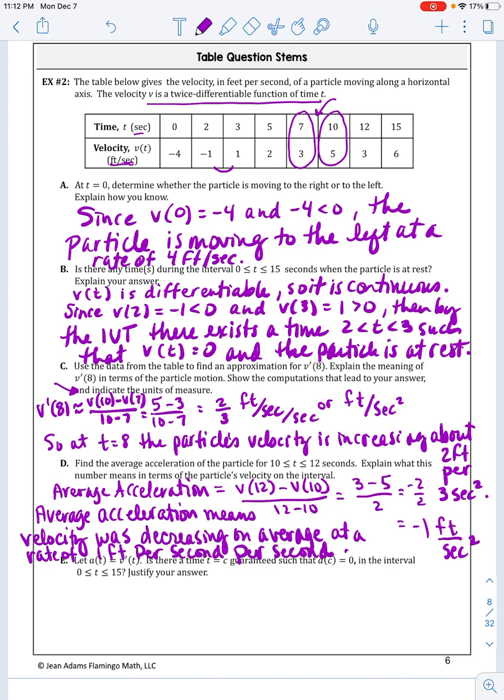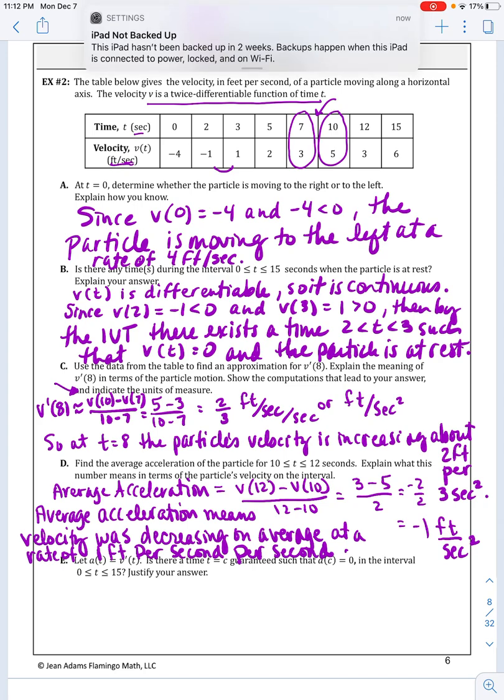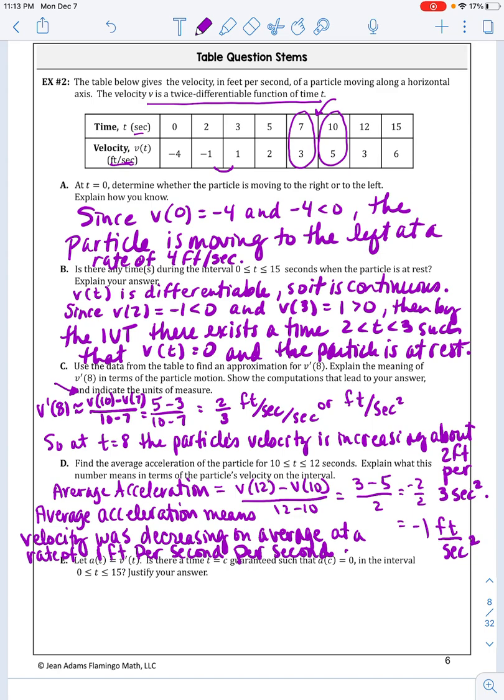So notice that I said decreasing, but I didn't put negative because this negative told me decreasing. All right, the next one is: let A of t equal V prime of t. Is there a time t equals c guaranteed such that A of c is 0 in the interval from 0 to 15? Justify your answer.